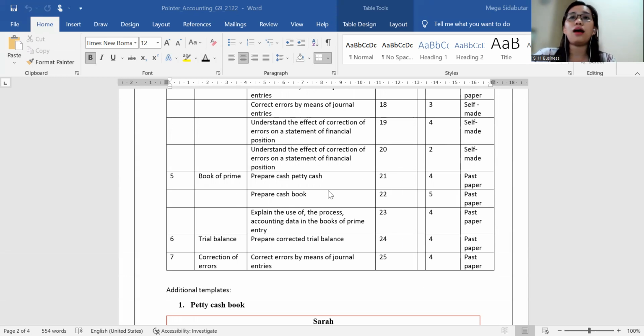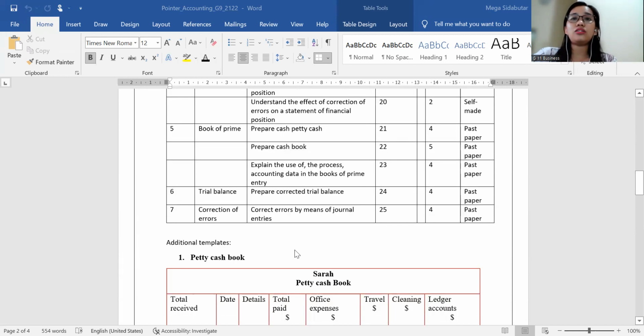We do have books of prime entry, 5 questions. On question number 21, I will ask you to make a petty cash. Question 22, there will be a cash book. Question 23, the process of books of prime entry. Then prepare the corrected trial balance, which is very similar to the worksheet that I gave you. And the last one is about the correction of error.